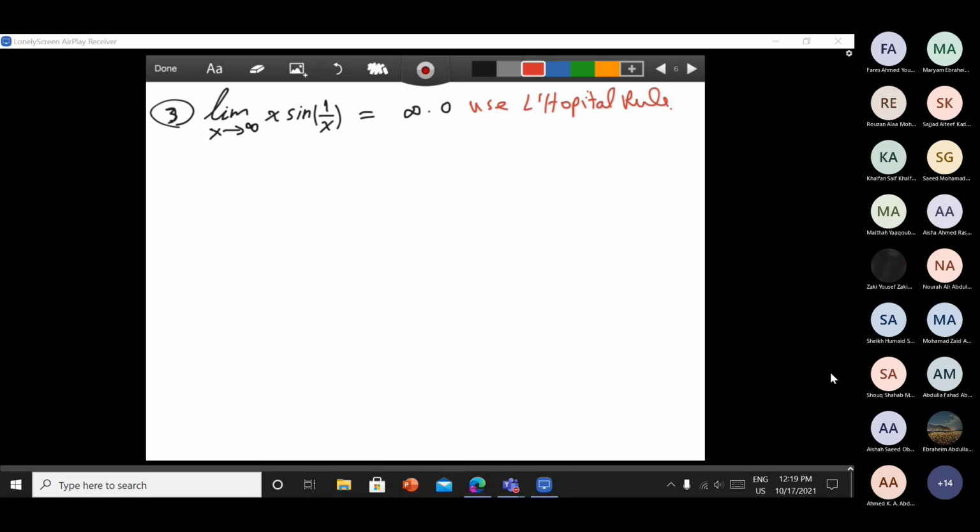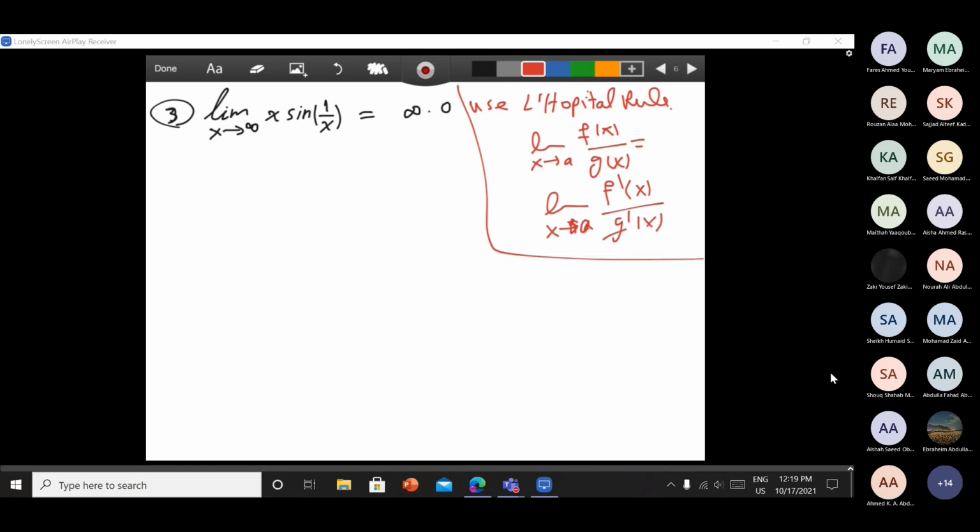But I just remind you of L'Hopital's rule: the limit when x tends to a should have a fraction, a numerator and denominator. This is equal to the limit when x tends to a of the derivative of the numerator over the derivative of the denominator, separately. Substitute until you have a defined value. Now, how can I make this a fraction? If I have 3, I can make this 3 as 1 over 1 over 3.